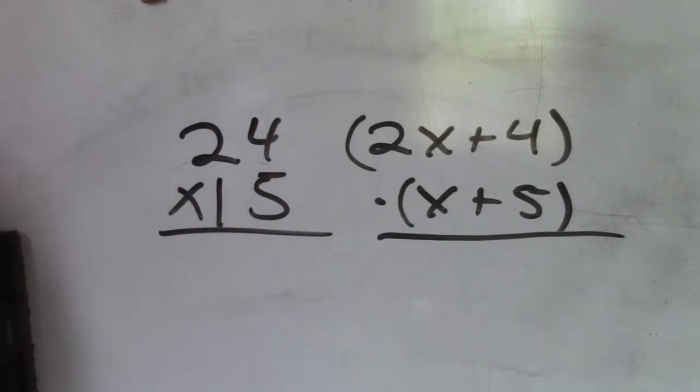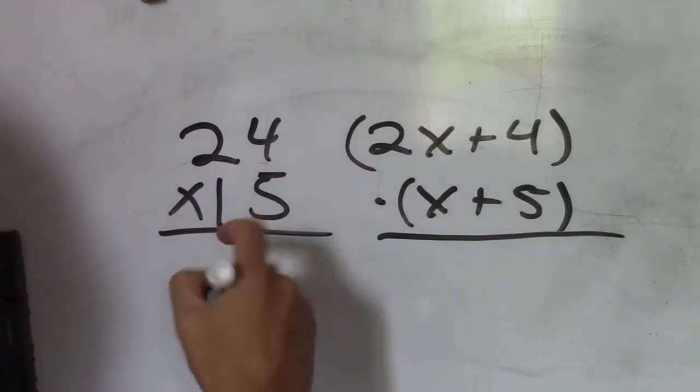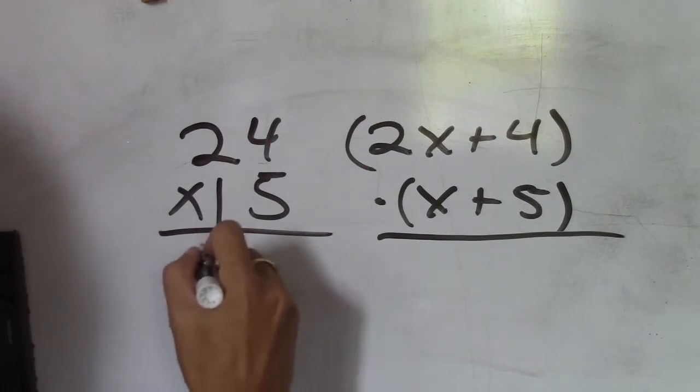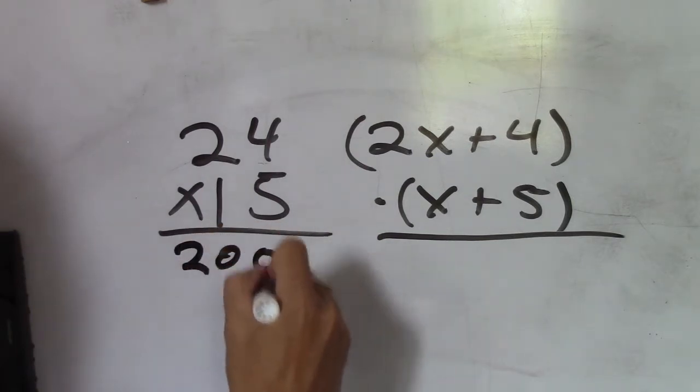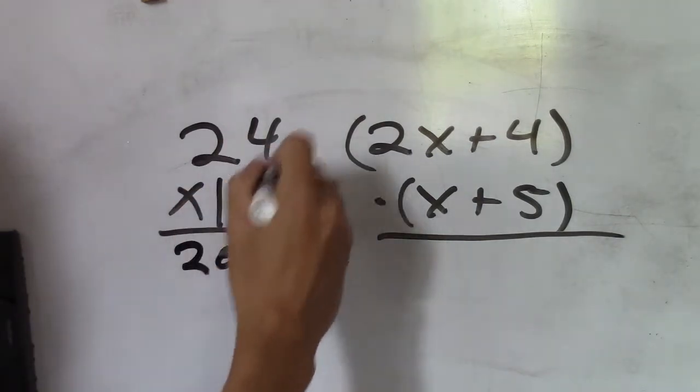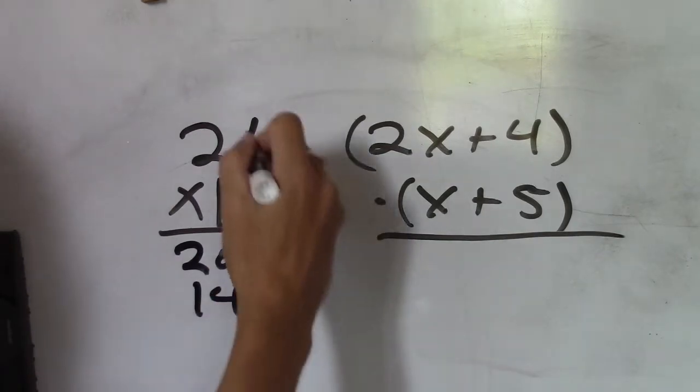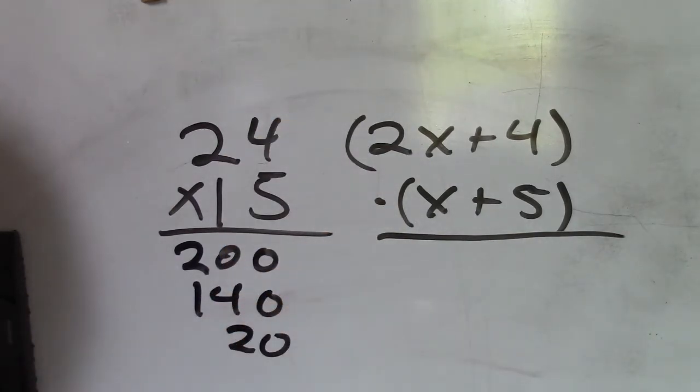360. All right, so let me see here. Do I have room? Yes, I do. I'm going to go the way they don't teach you in school. 200, 10, 14 tens, 20, 360, right? Yep. All right. And then what?